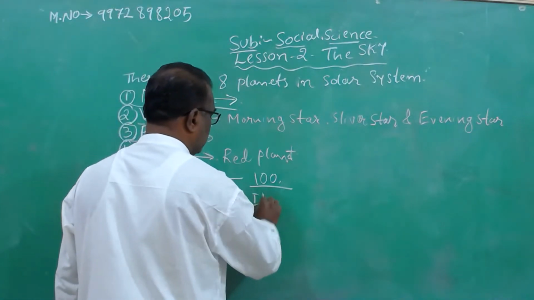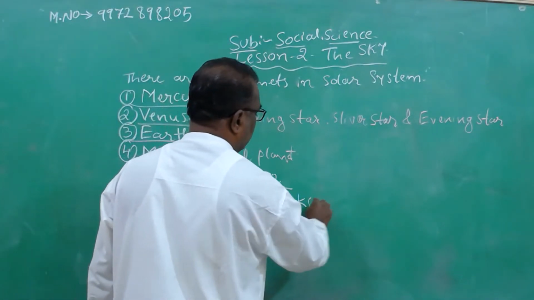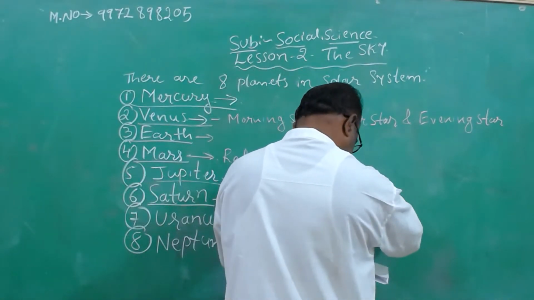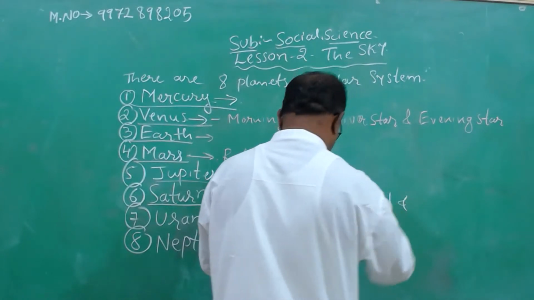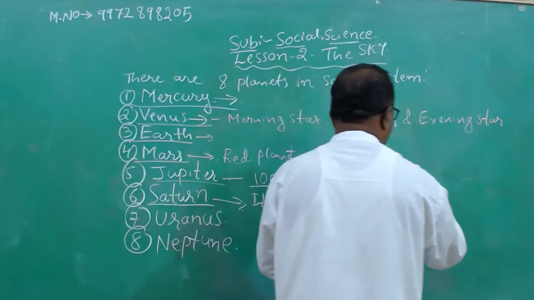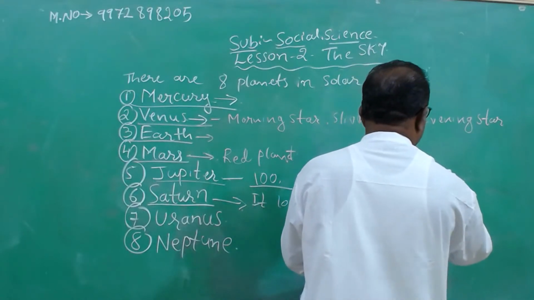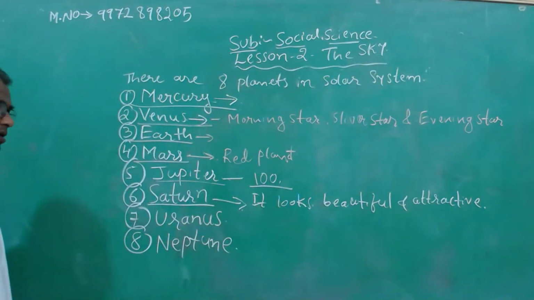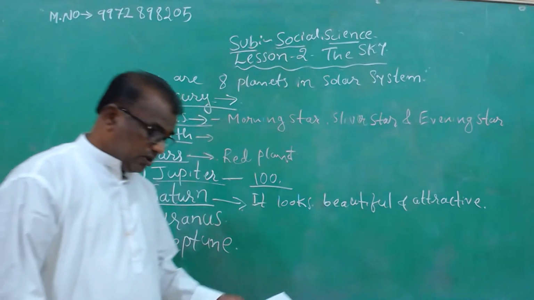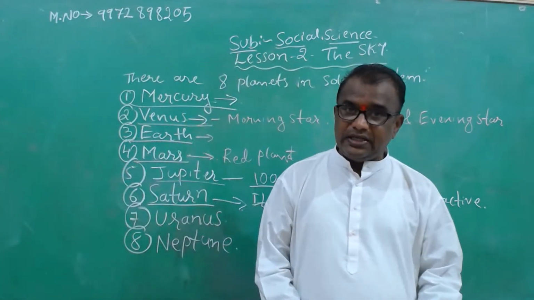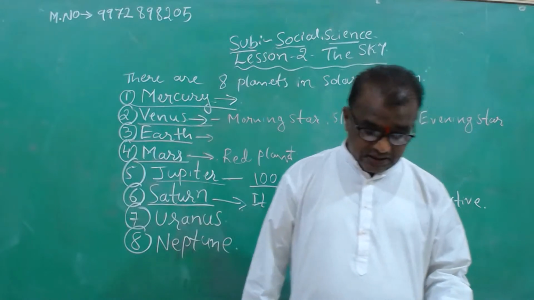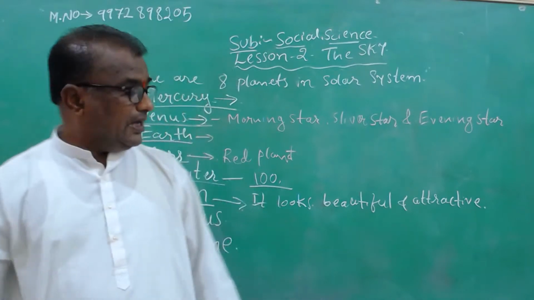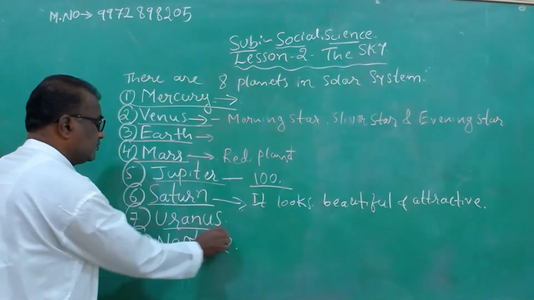Which planet? Saturn. It looks beautiful and attractive because it has thousands of rings of ice, rocks, and dust. Now next, Uranus.